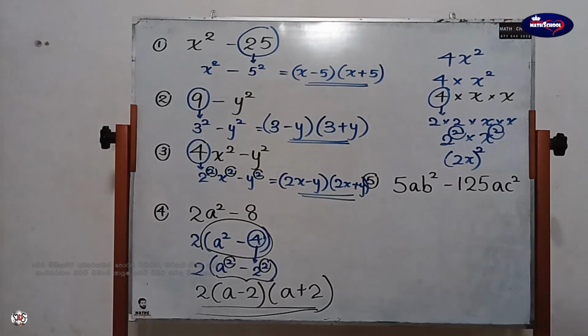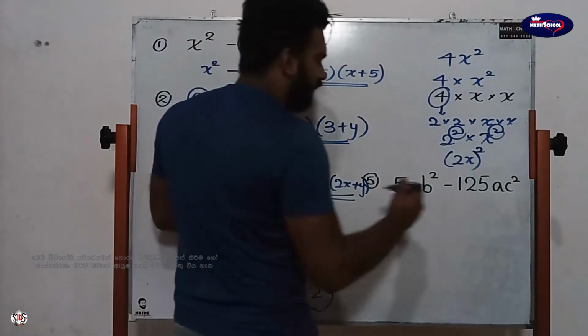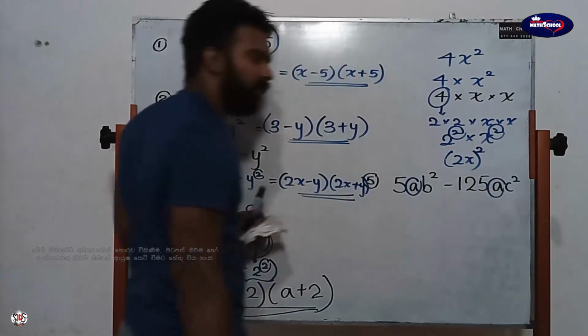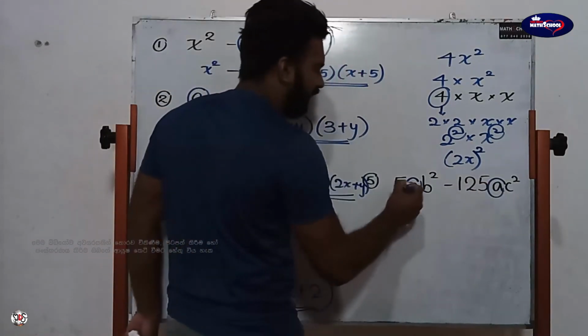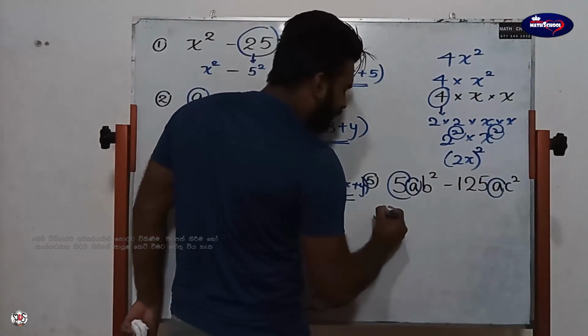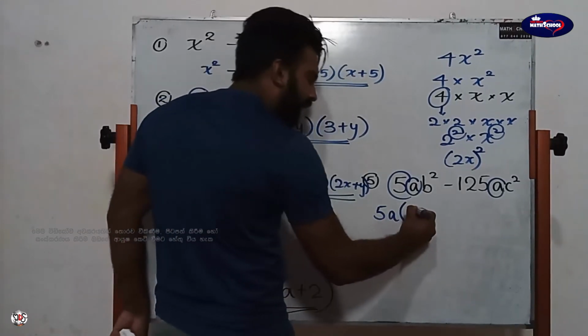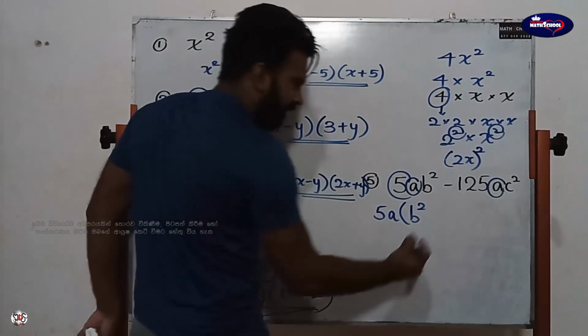Here, what can we do? Don't take a huge time. Just see and tell me. What can we do? You can take the common factor out. What is the common factor? A is common. Only that? No, my dear. This is divisible by 5. This is divisible by 5. So you can take 5 also. So you can take 5a as the common factor. If you take 5a as the common factor, here the remaining part will be only b square.